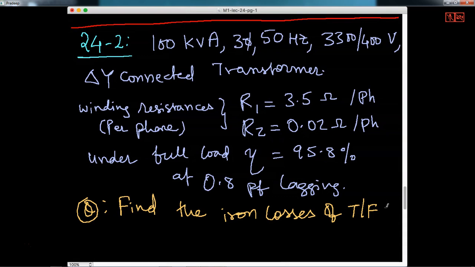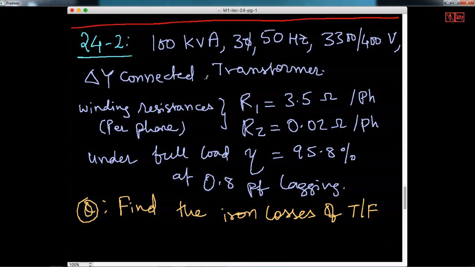Look at the things. So what are the things given for the transformer? The efficiency is given, full load is given, rating is given. So from all these things I can find out the input. Let us try to do that. First I'll find out the output of the transformer. So the full load output is 100 kVA multiplied by 0.8, that will be 80 kilowatts. So 80 kilowatts is the output of the transformer.